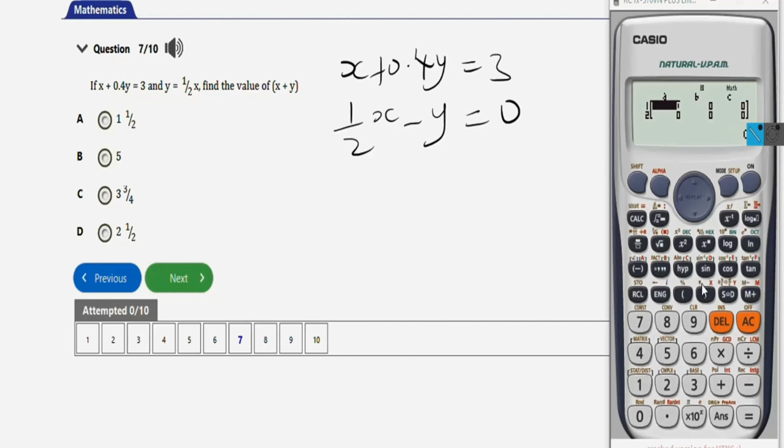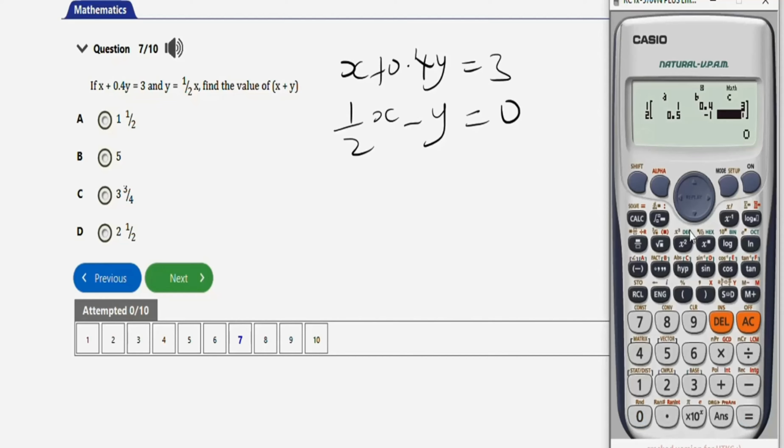So let's solve this now. We are done with this equation. So for the first equation, we have 1 as the coefficient of x, then we have 0.4 for y. Okay, then the constant is 3. The second equation we have half, 1 divided by 2, we have minus 1 for minus y and 0 as a constant.